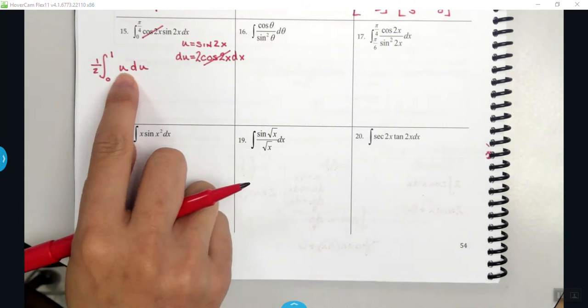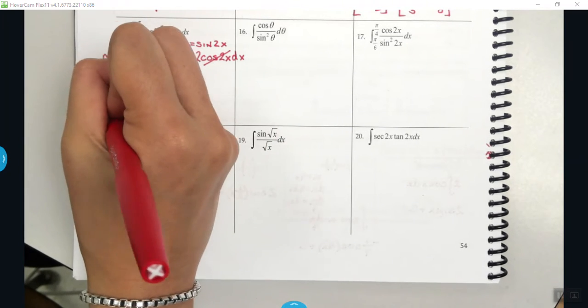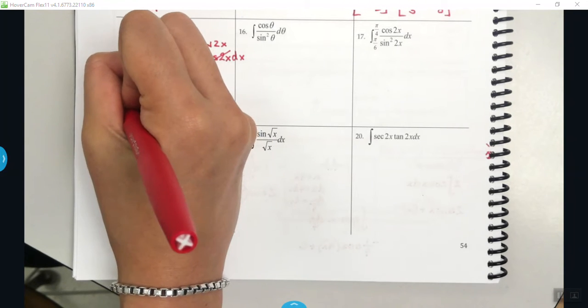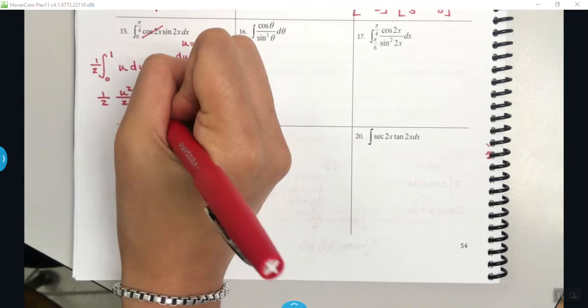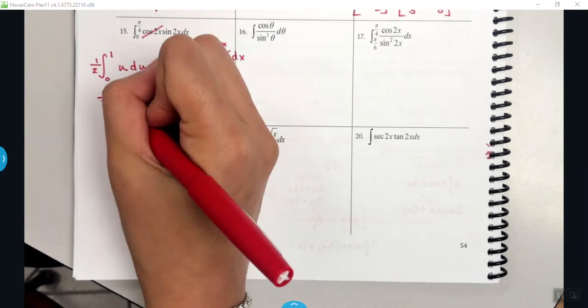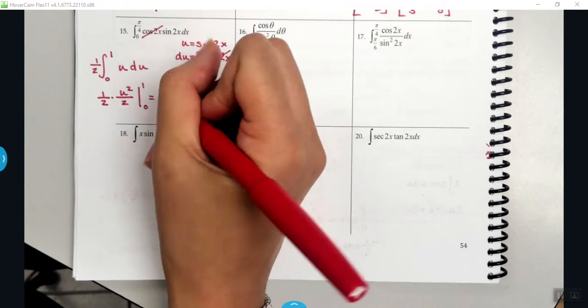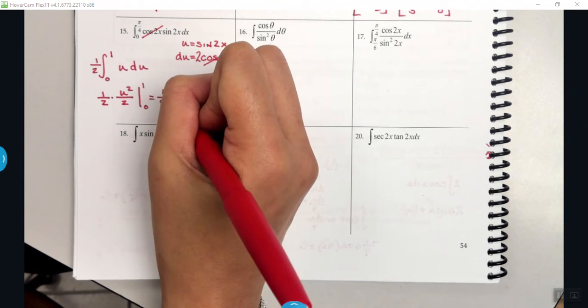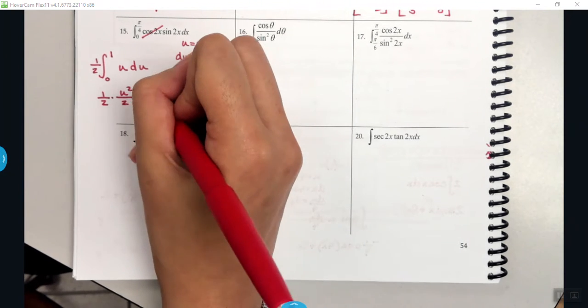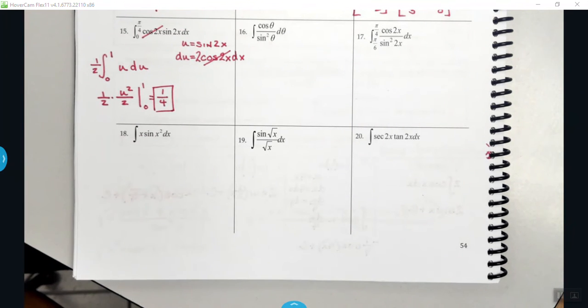Let's integrate u. u becomes u squared over 2, from 0 to 1. And then we have the 1/2 on the outside still, so we get 1/4 minus 0. That's it, 1/4. Easy.